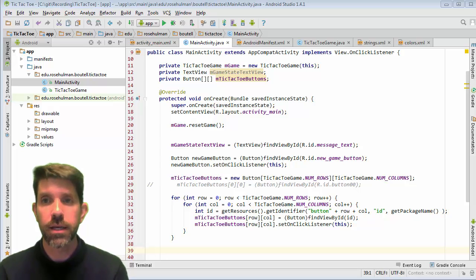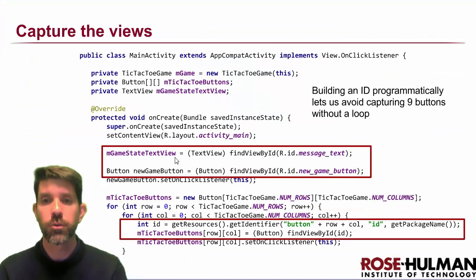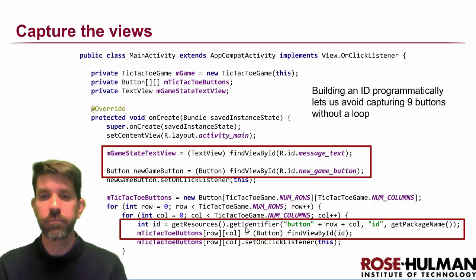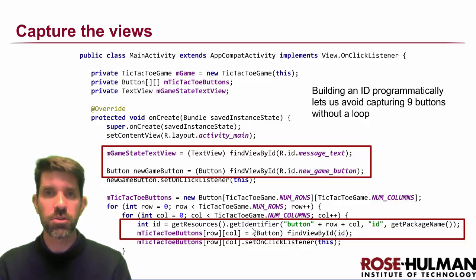Let's get caught up in our slides. So we see, once again, we captured the views here. We had 3 views to capture: our text view, the new game button itself, and then within the loop here, we captured our tic-tac-toe buttons. And we did that by using the neat little get identifier trick. Kind of an obscure thing. Most of the time I don't use it, but there are cases like this where it turns out to be really handy.